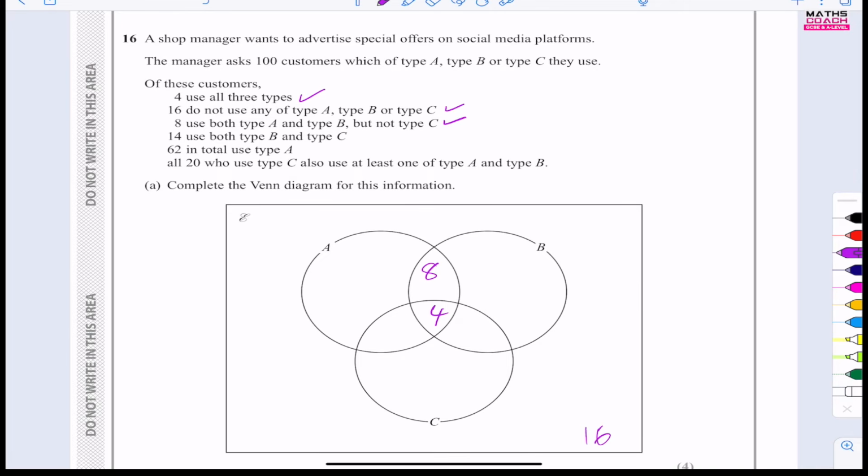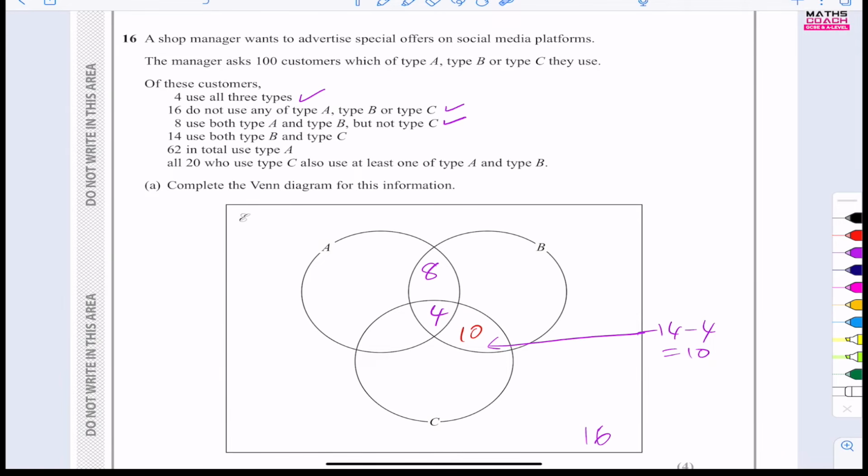That's done. 14 use both type B and type C. So B and C. So that means 14. Now this is all B and C, so that will also represent 14. Okay, all of that. Now, since we've got 4 in here already, in here, just in here, we'll have to do 14, take away the 4. And that gives us 10. So that will be the 10 that goes in here.